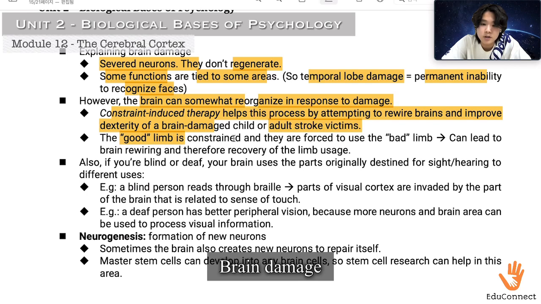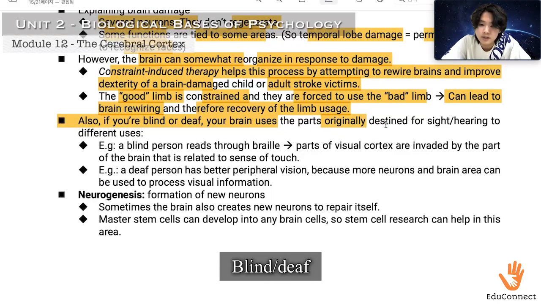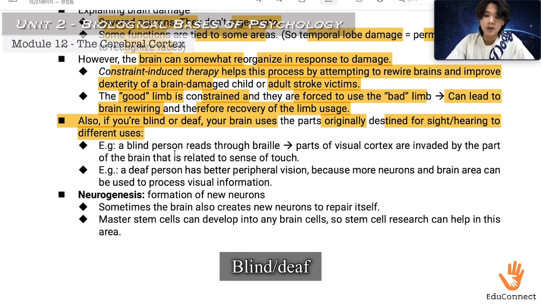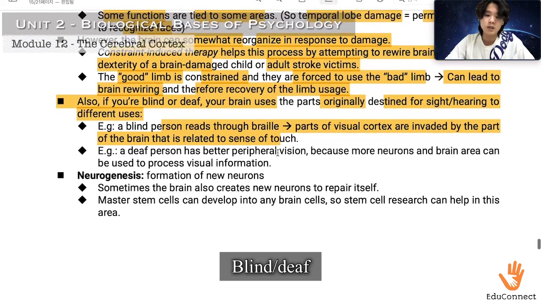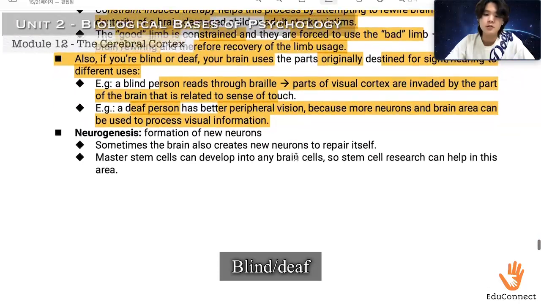The good limb is constrained, and they are forced to use the bad limb, and this can lead to brain rewiring and therefore recovery of limb usage. Also, if you're blind or deaf, your brain uses the parts originally destined for sight or hearing for different uses. For example, a blind person can read through braille, and parts of the visual cortex are invaded by the parts of the brain related to the sense of touch. For another example, a deaf person has better peripheral vision because more neurons in the brain can be used to process visual information instead of hearing.